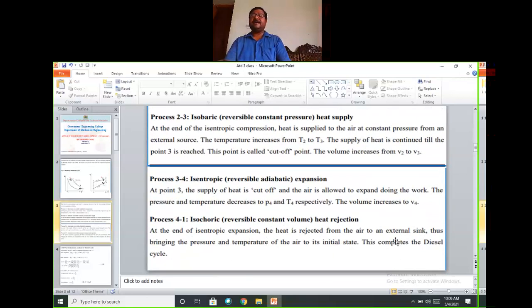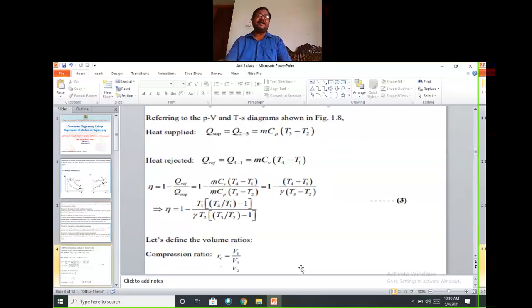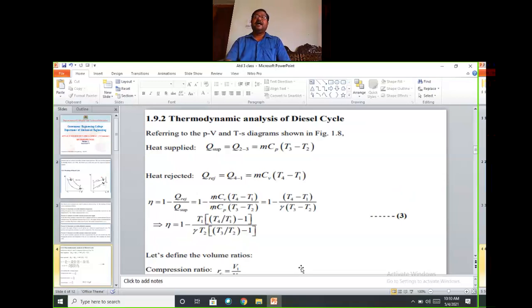Heat is rejected from the air to the external sink, thus bringing the pressure and temperature of the air to the initial state. That completes the diesel cycle. After that, we have to analyze the diesel cycle, referring to the PV and TS diagram as shown in the above diagram.